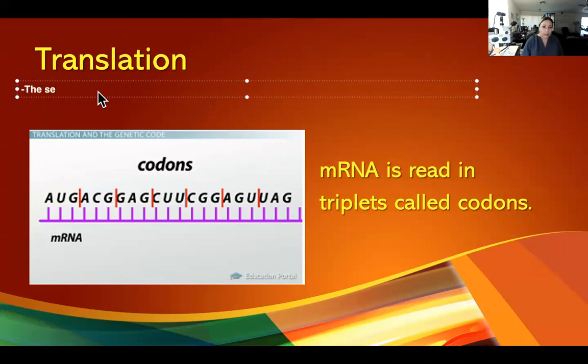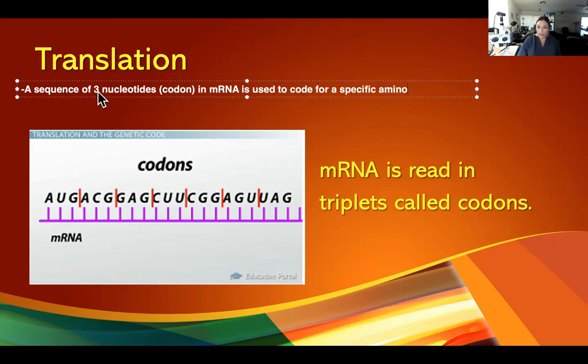So I'm going to write a sequence. A sequence of 3 nucleotides, and this is what we call a codon. And messenger RNA is used to code for a specific amino acid in the polypeptide.